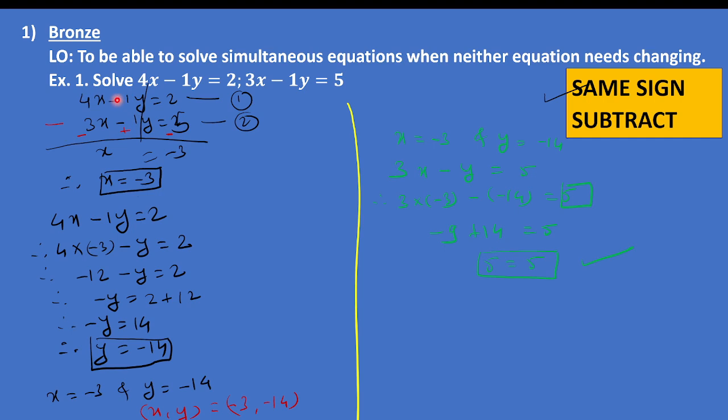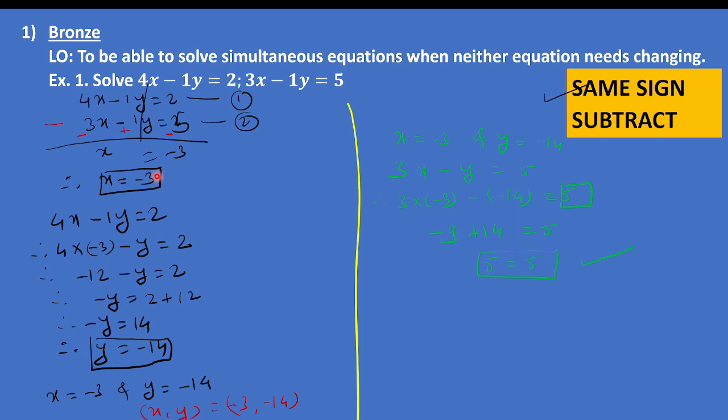So now whenever we have the same sign, like here we have minus minus, I'm going to use the minus sign for this second equation. I'm putting the minus sign outside this equation, so all the terms of the equation will change their sign. This 3x was originally plus, it got changed to minus. Minus 1y was originally minus, it got changed to plus, and this plus 5 got changed to minus 5. So now after cancelling this, I'm getting x equals minus 3.